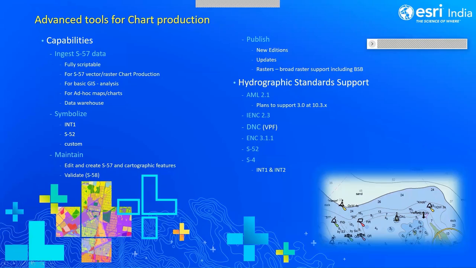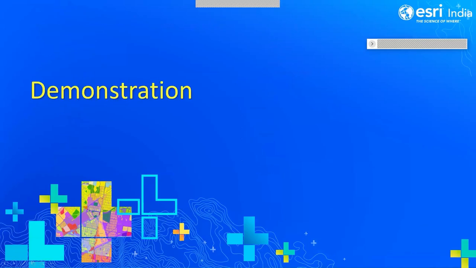At the end, these are all some of the standards that we are generating as of now, such as additional military layers, IENCs, digital nautical charts, ENCs with S52 and S4 standard formats. So now let's see a quick demo on ArcGIS for maritime charting.